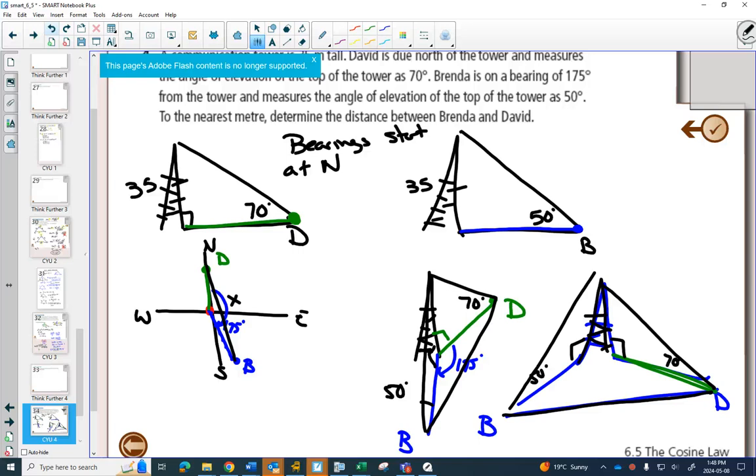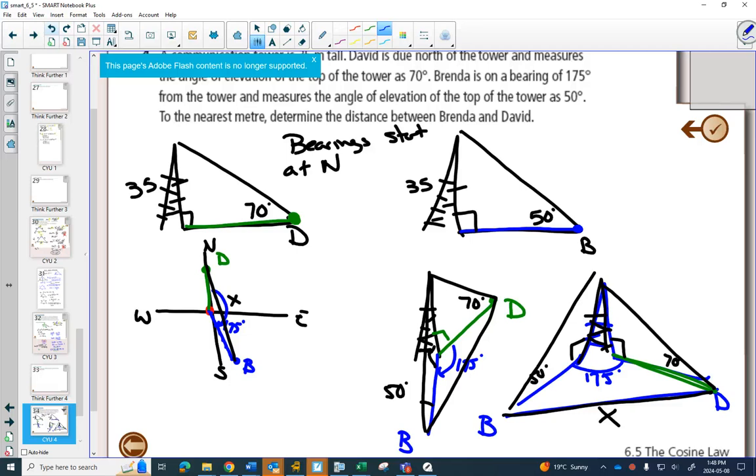Okay. So, I think these top 2 pictures are very nice because they're 2-dimensional pictures where we have a 90-degree angle in here. What's nice about 90-degree angle triangles? You're allowed to use SOHCAHTOA. In the end, we want to find this distance between Brenda and David. That distance made a triangle. This angle here was 175 degrees.